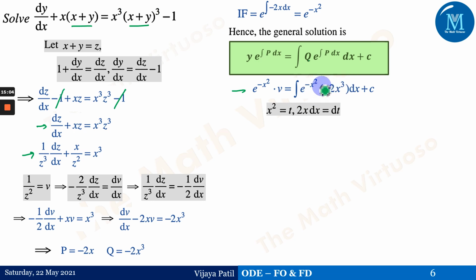Now in this, the LHS is e to the power minus x square into minus of 2x cube dx. So we need to have a substitution. x square is equal to t, so 2x dx is equal to dt. After putting these values in this particular integral, we'll be getting it is equal to minus integration of t e to the power minus t dt plus c.